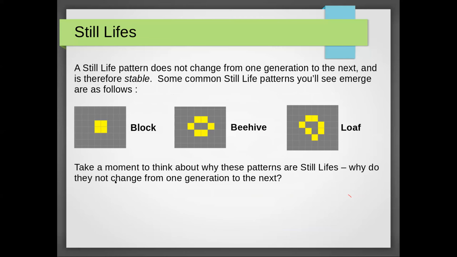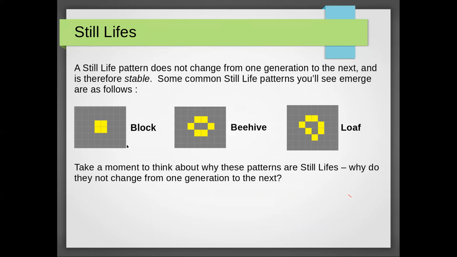So let's talk a little bit about those 3 categories of life forms. First of all, there are these still lifes. A still life pattern doesn't change from one generation to the next. It comes into being, but it then remains stable. It doesn't change in any way. Some common still life patterns that you'll see when you experiment with this are the block, the beehive, and the loaf. Those are 3 that you'll quite often see. There are many more, but those are 3 of the very common ones.